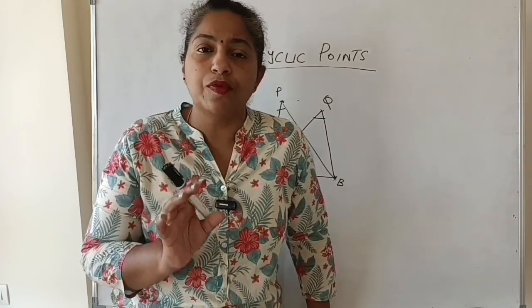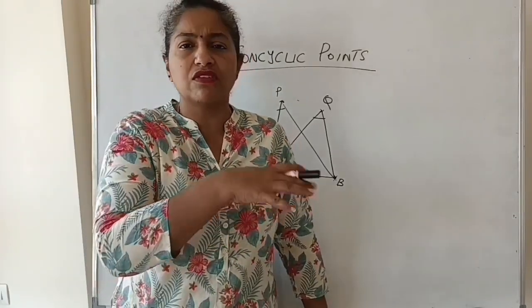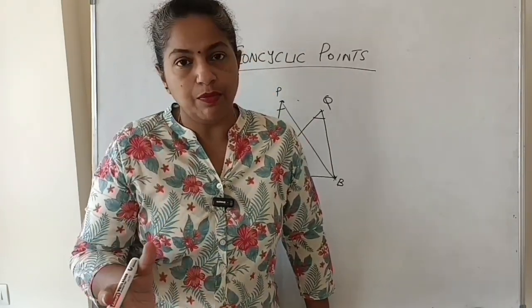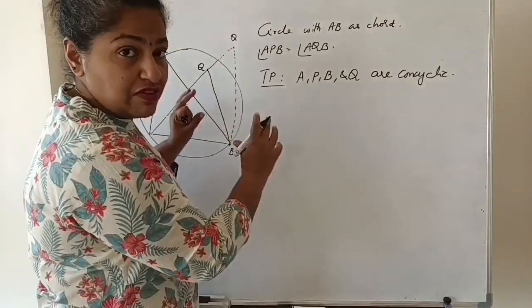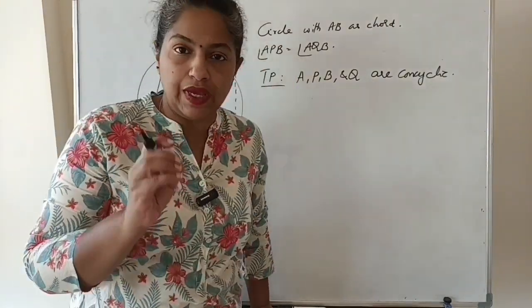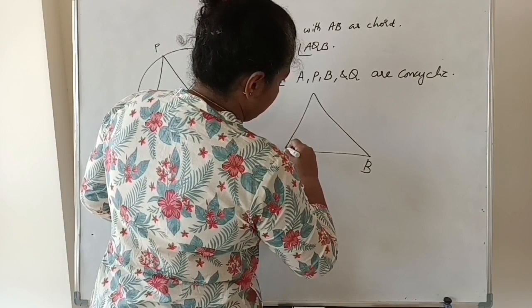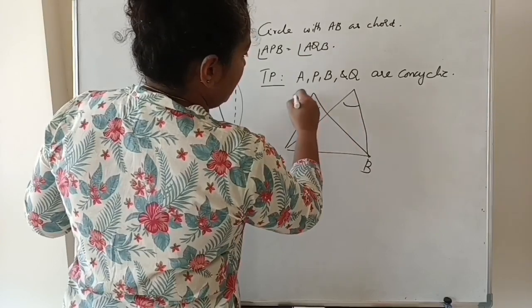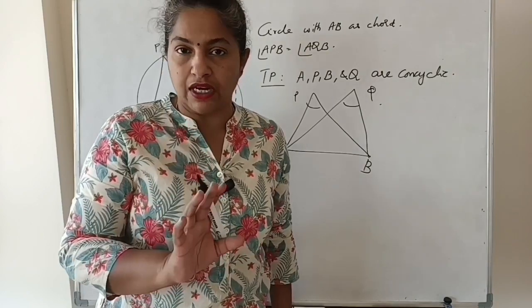Now, we will do a proper proof of why these 4 points will be called concyclic points. I have given you a rough idea about how this works and how you have to identify concyclic points. Now we will do a proper mathematical proof of why they have to be concyclic and why they should definitely lie on a circle. You have a circle with a chord AB. It is given that angle APB is equal to angle AQB. So basically, this is a chord AB and these two angles, in the same segment or on the same side of the chord, are given to be equal. We need to prove that A, P, B and Q are concyclic points.